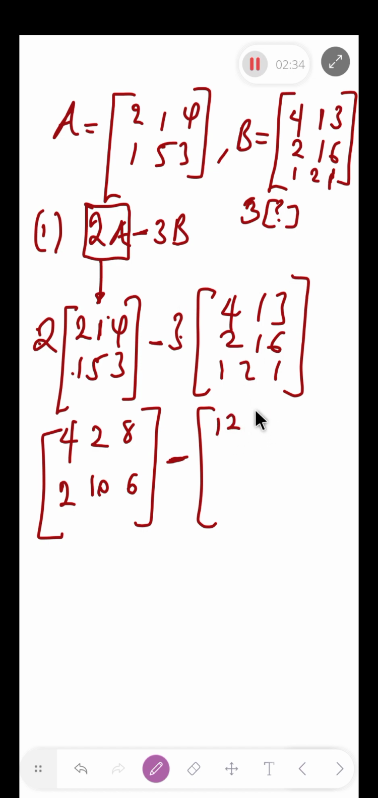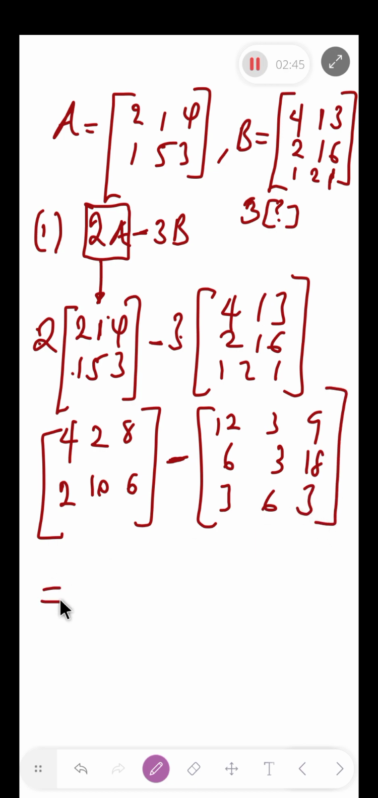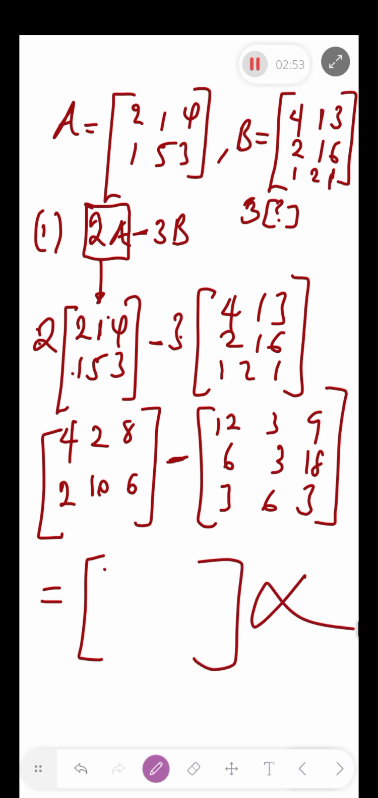3 times 4, 12, 3 times 1 is 3. 3 times 3 is 9. 6, 3, 18, 3, 6, 3. So you can now go ahead and subtract. Okay, 4 minus 12, you know what that will give you. But can you actually subtract this together? That means this does not exist.